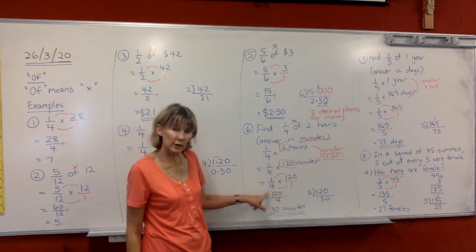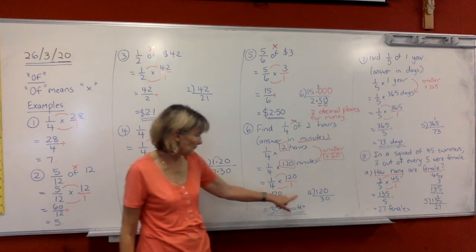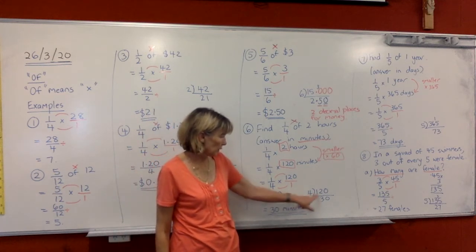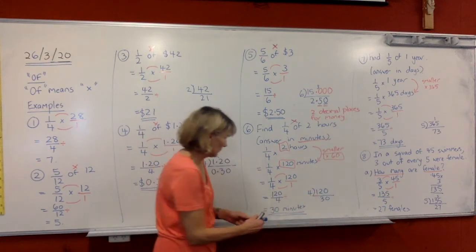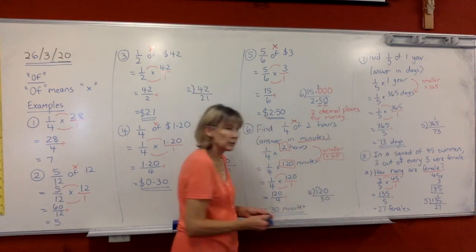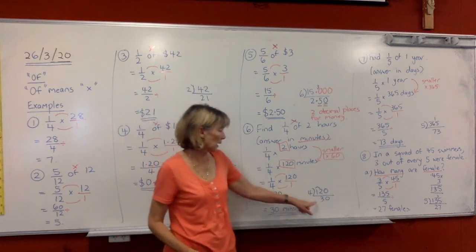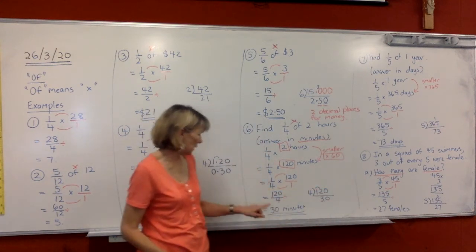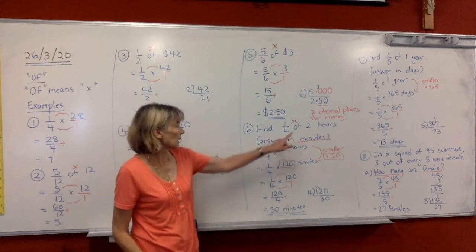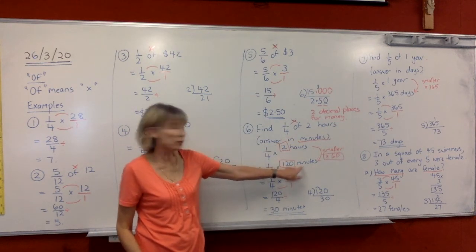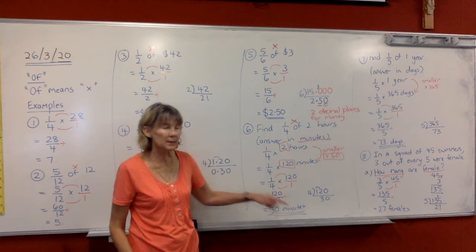Now we're going to do this division. 120 divided by 4. Come over here and do it. 4 into 1 won't go. 4 into 12 goes 3 times. And then 4 into 0 goes nothing. Our answer is 30. And it's minutes, remember, because we changed it to minutes. So write your minutes down.